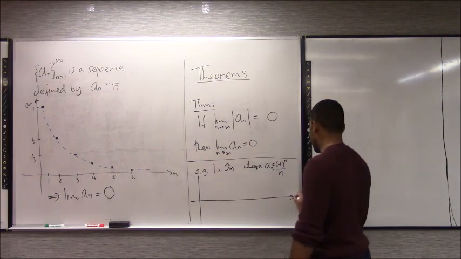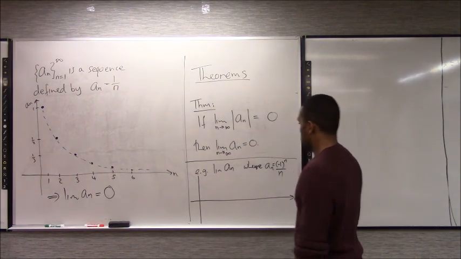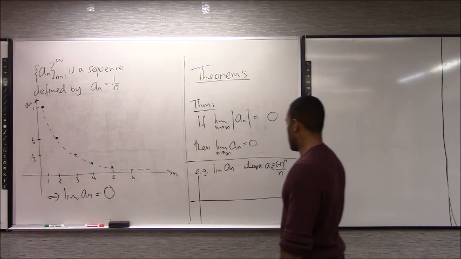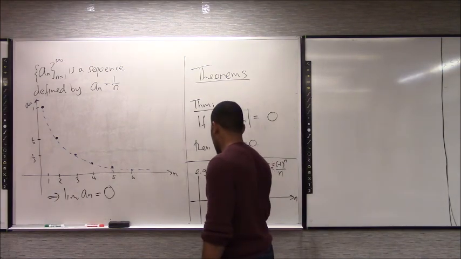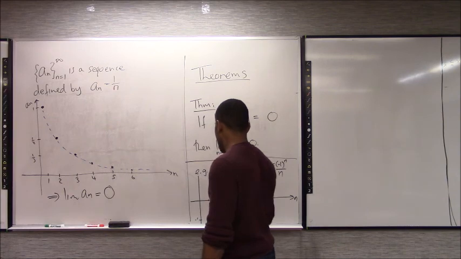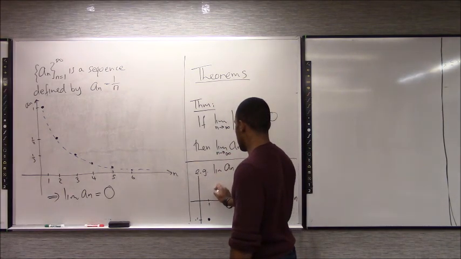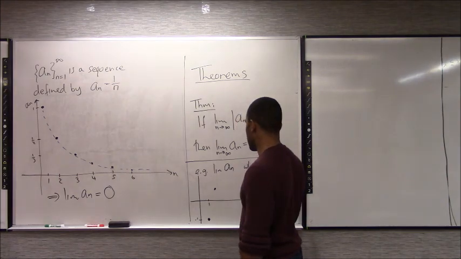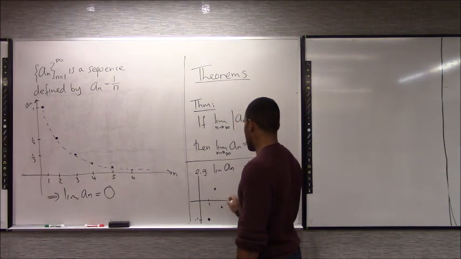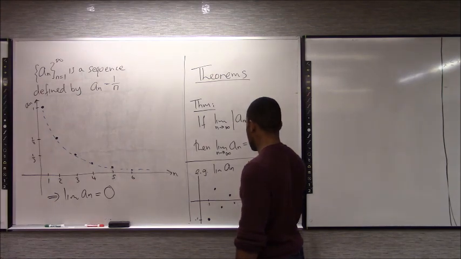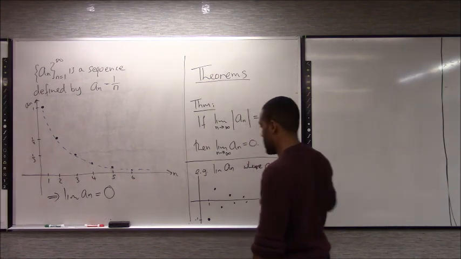If I were to graph this one out, when n equals 1, you'll notice that this outputs -1, so it's down here. When n equals 2, it outputs positive a half. When n equals 3, it outputs negative a third. 4, positive a fourth. 5, negative a fifth, etc. So we have this thing that's jumping up and down.